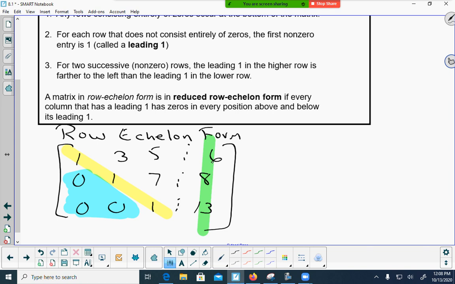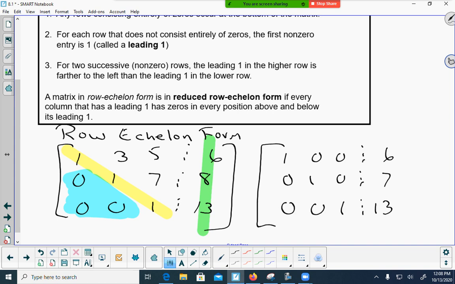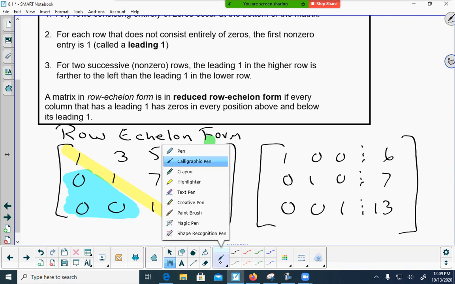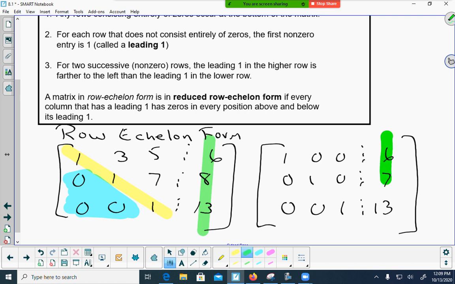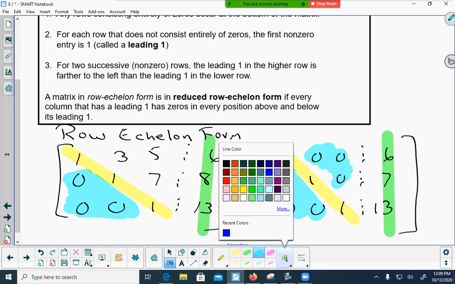Not to be confused with reduced row echelon form, which looks something like that. With reduced row echelon form, again, here are your answers that we're pretending aren't there, and we're just looking at the coefficients. My main diagonal is still all ones, just like it was in row echelon form. But what's the biggest difference? Not only is everything below the line zeros, what's everything above that line? Zeros. This is called reduced row echelon form.